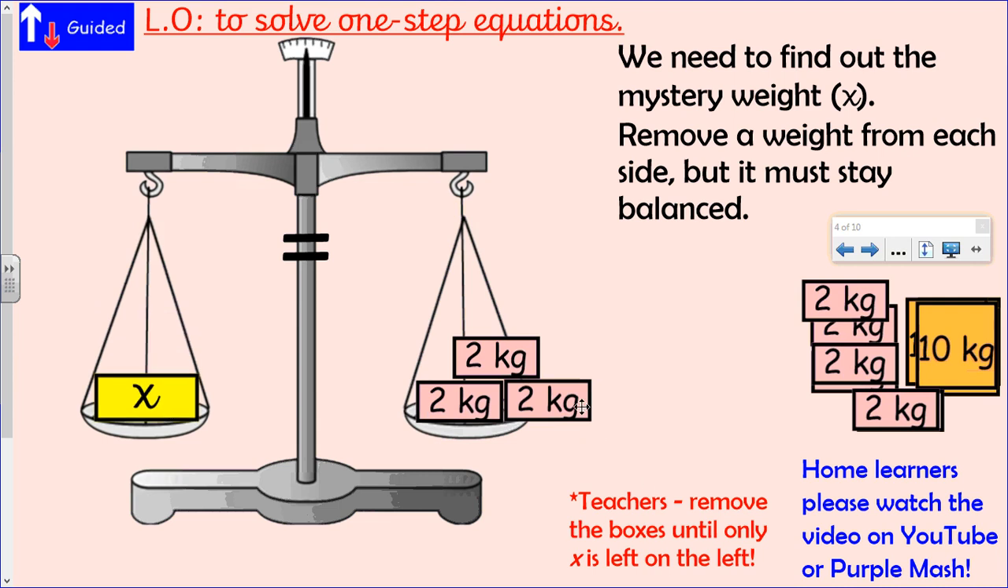Now, we've got down to X. So we can now work out what X is equal to. X has got to be equal to 6 kilograms. Okay, hopefully you can see that. X is equal to 6 kilograms. And all I did was take away the same weight from both sides at the same time. So we've balanced the equation so you can see visually what we're doing. Okay, next one.